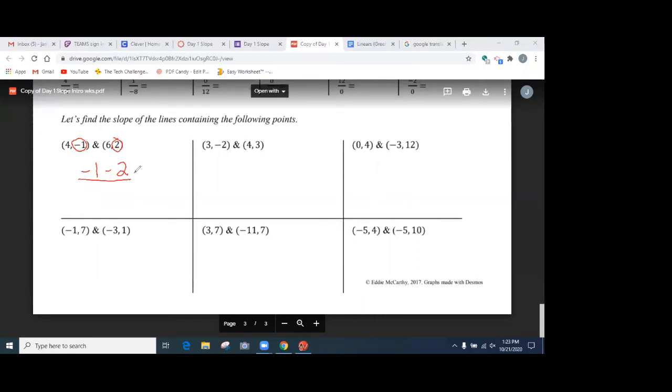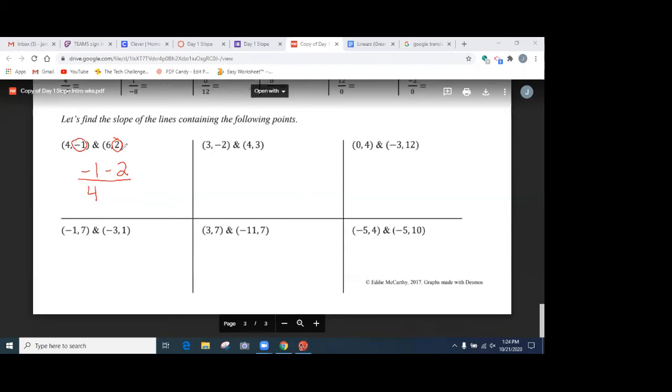All right? We always put a minus sign right here. Now, here's where you can mess up a little bit. If we put -1 first for the y's, I have to use its buddy on the bottom for the x's. What number is with -1? What's -1's buddy right here? The 4. So when I subtract the x's on the bottom, I got to start with -1's buddy.